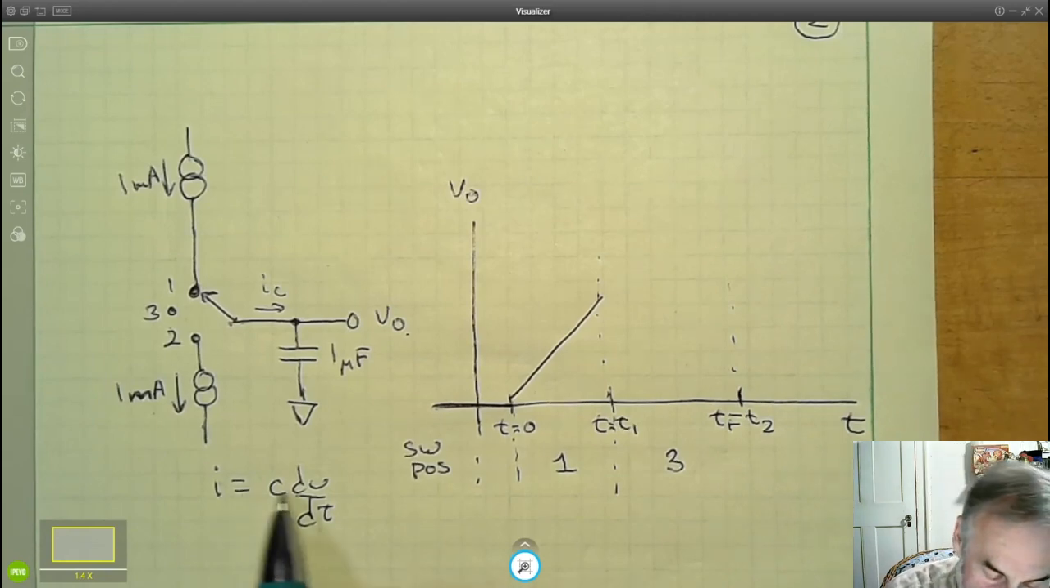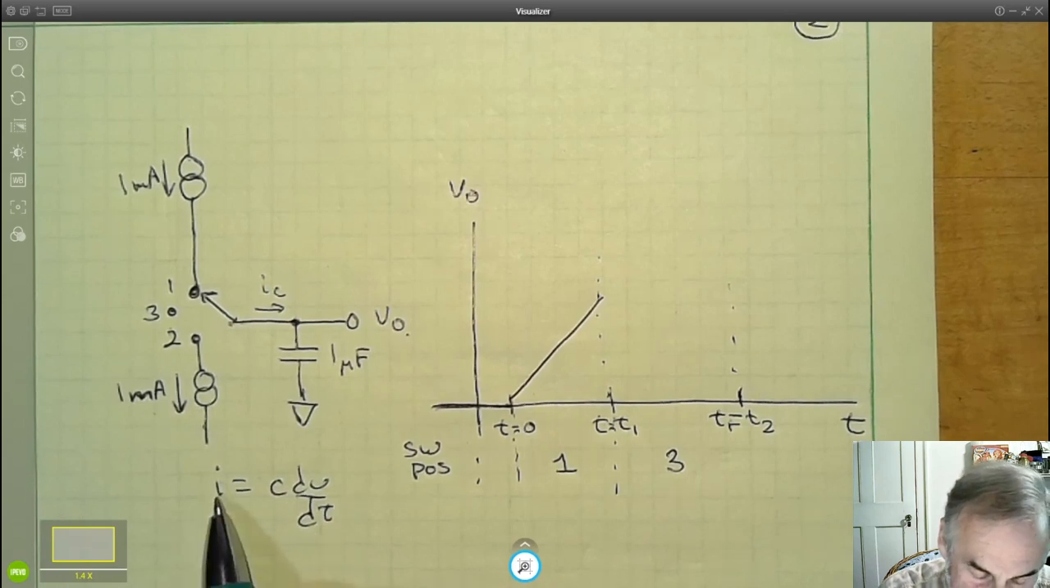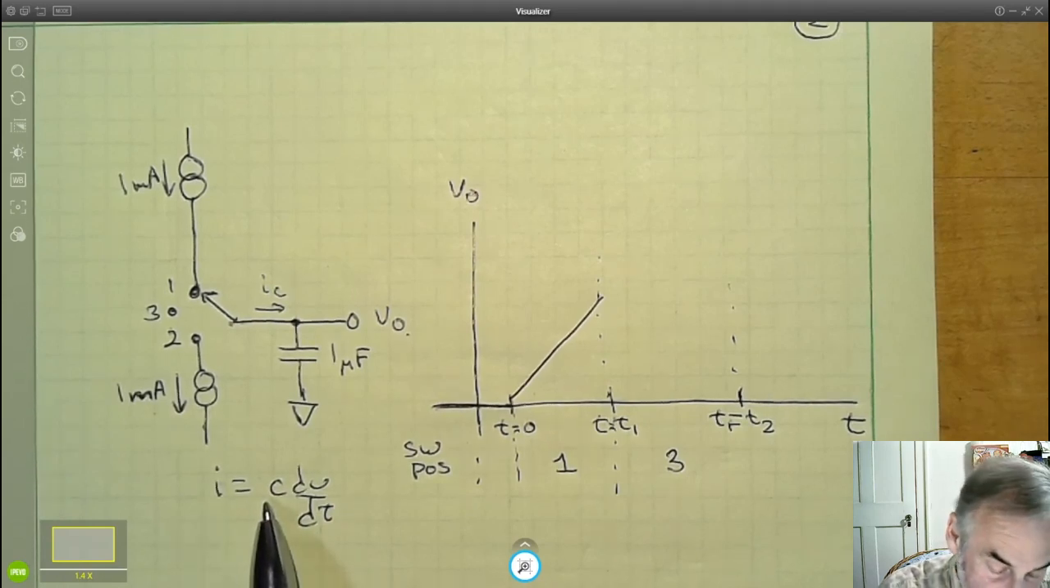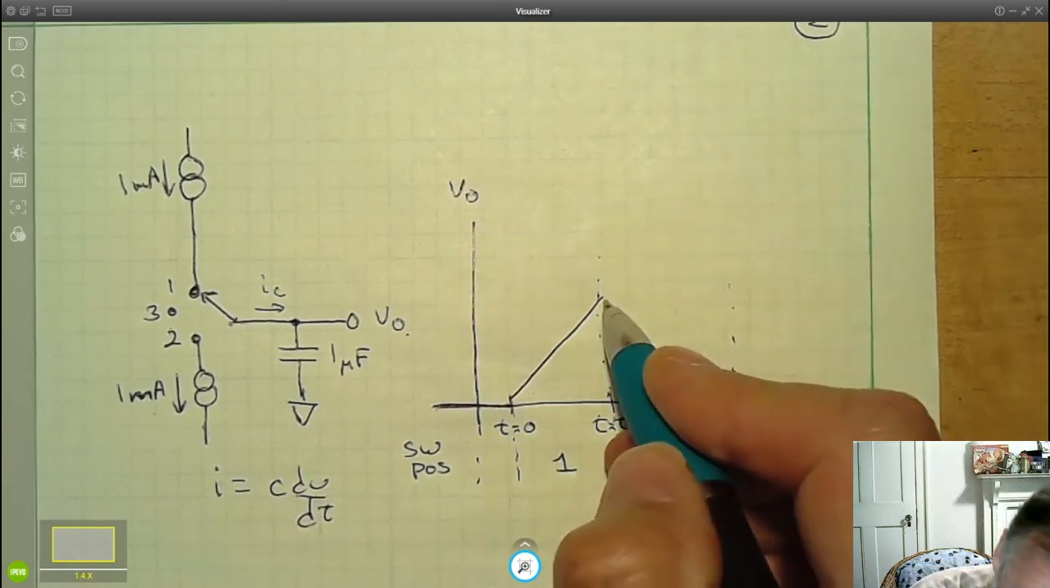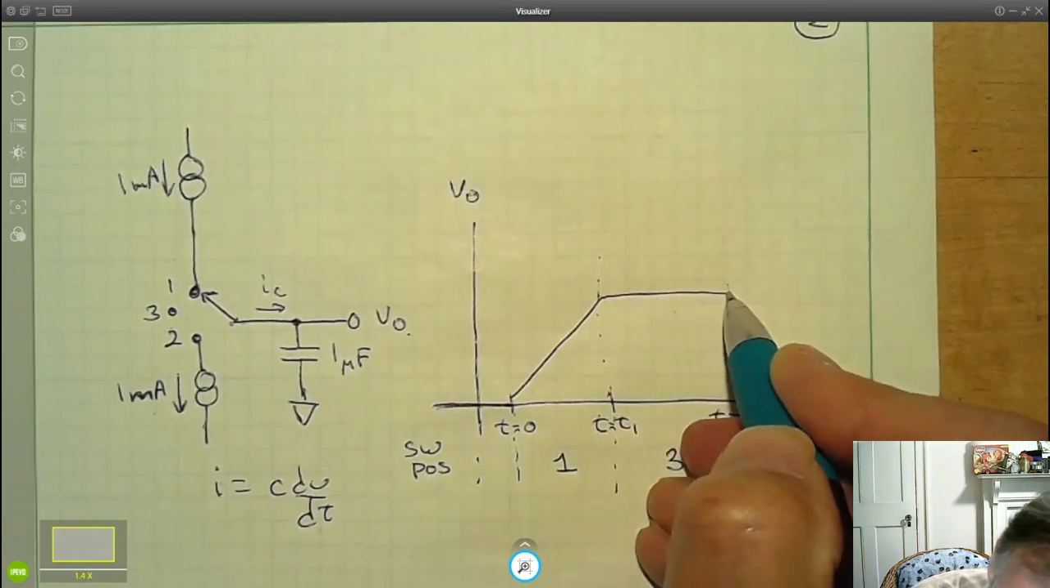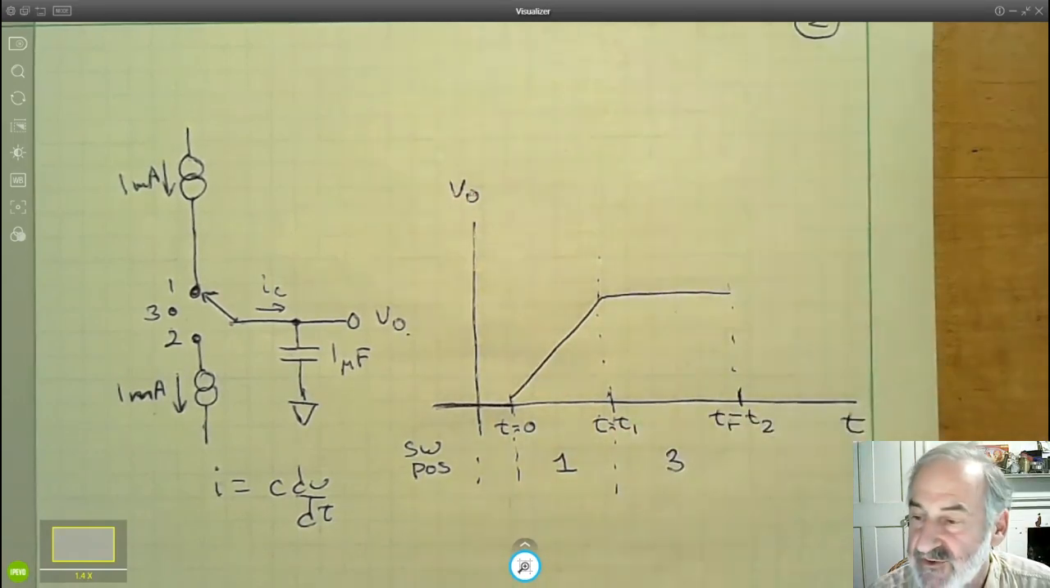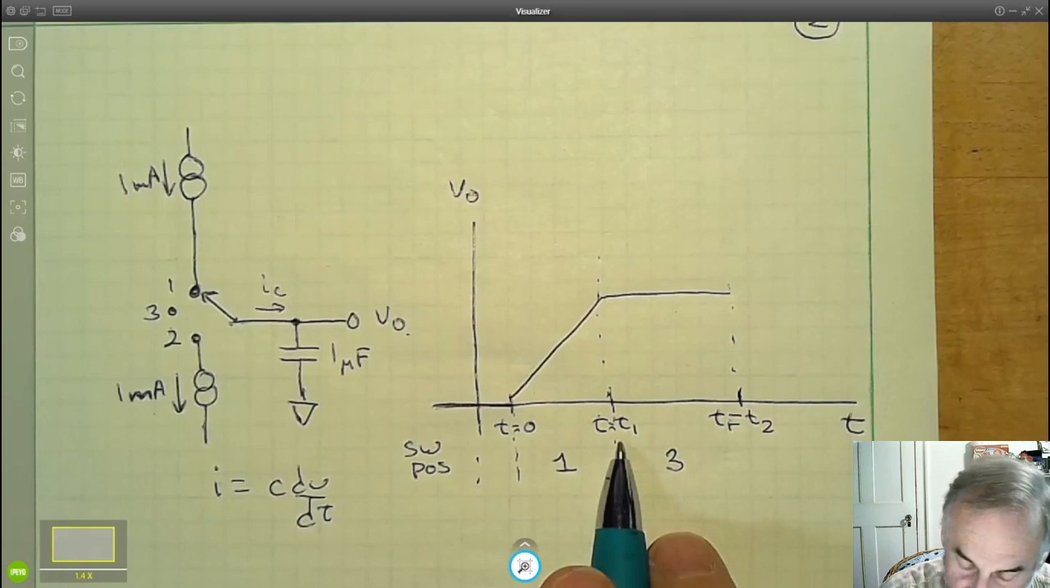Well, I equals C dV/dt. I is a constant, but it's 0 now. C is a constant, but dV/dt has to be 0 or else I couldn't be 0. So that means that there can be no change in the capacitor voltage during period t1 to t2.